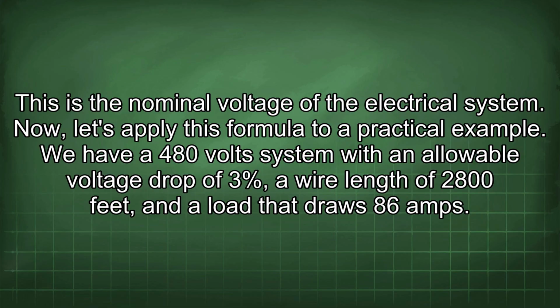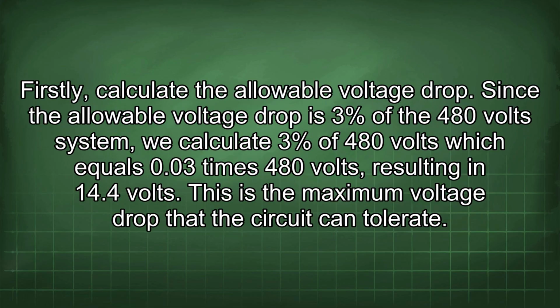Now let's apply this formula to a practical example. We have a 480 volt system with an allowable voltage drop of 3%, a wire length of 2800 feet, and a load that draws 86 amps. Firstly, calculate the allowable voltage drop. Since the allowable voltage drop is 3% of the 480 volt system, we calculate 3% of 480 volts, which equals 0.03 times 480 volts, resulting in 14.4 volts. This is the maximum voltage drop that the circuit can tolerate.